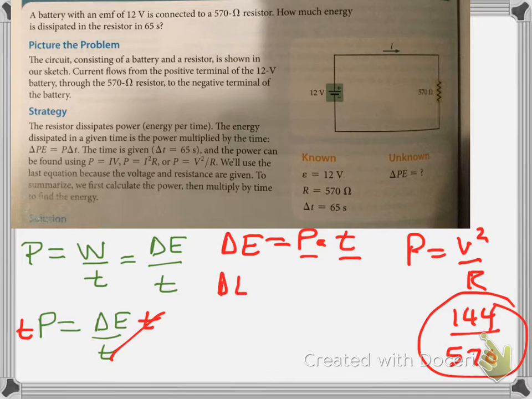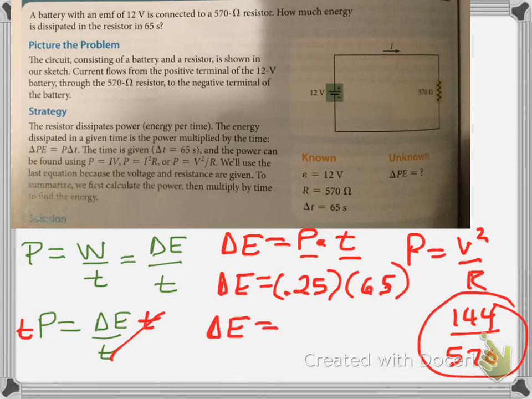So I know the change in energy, which is what I'm looking for, is 0.25 times the seconds, which was 65 seconds. So 0.25 times 65 seconds comes out to be the amount of energy, 16.4, and remember, energy is always measured in joules. So that is the correct answer, 16.4 joules of energy.